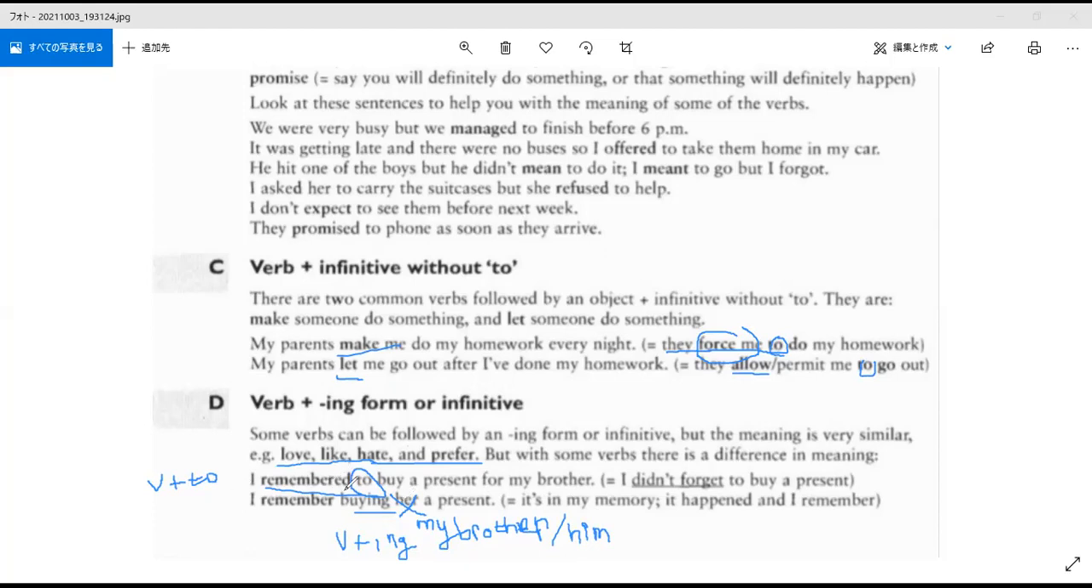I remembered to buy present for my brother. Jika saya ingat untuk membeli hadiah untuk saudara laki-laki saya. Jadinya itu bisa juga I remember buying my brother a present. Jadi saya ingat kalau misalnya saya itu membeli hadiah kakak saya or saudara laki-laki saya gitu kan. That's why I use him. Okay.